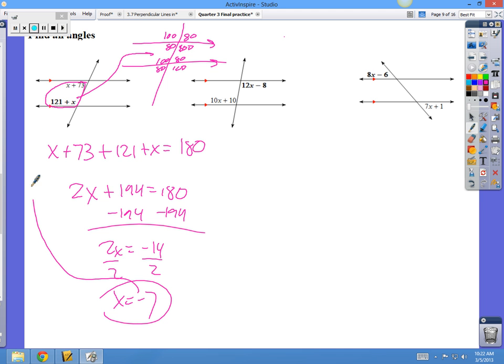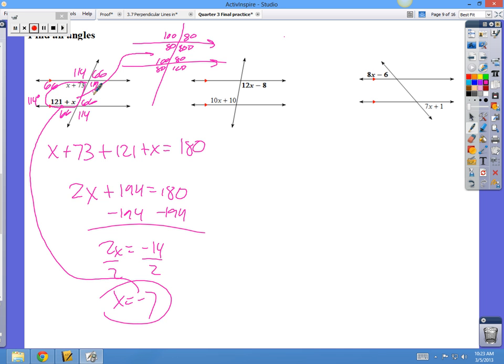So if I plug x in right there, 121 minus 7, that angle should be 114. But let's just check to make sure. 73 take away 7 is going to be 66. And 66 plus 114 checks. That is 180. So fill in all the rest. That's 66, that's 66, that's 66. That's 114, 114, 114.